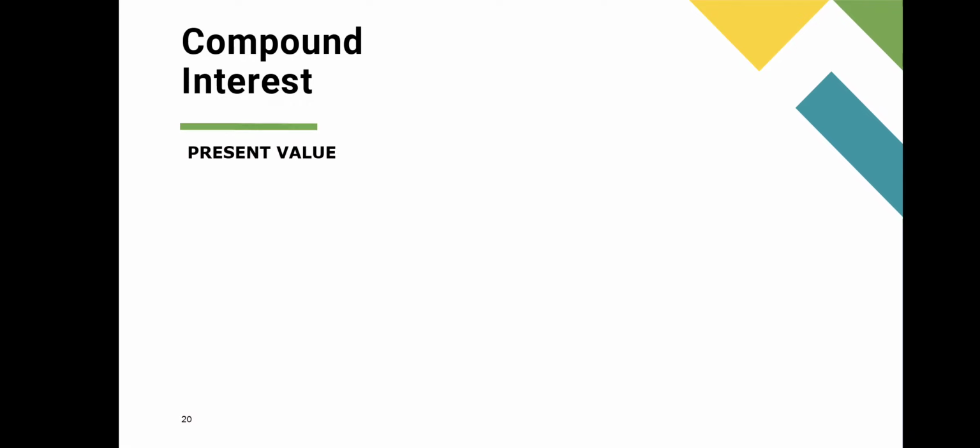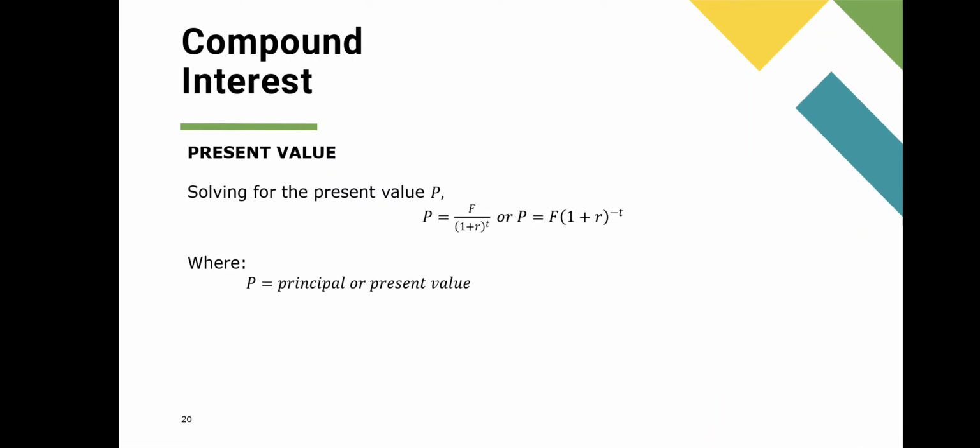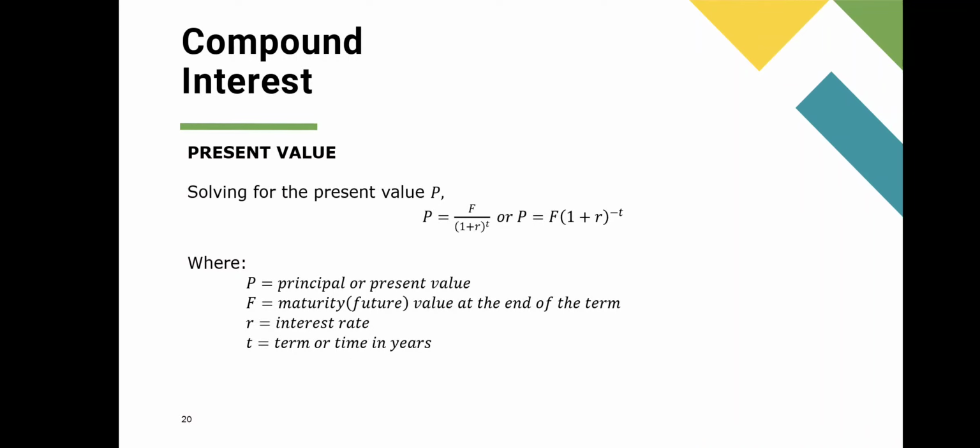So how about the present value, or P? How do we solve for P in our compound interest? To solve for the present value P, we have P equals future value over 1 plus r raised to t. Or we could have P equals future value times 1 plus r raised to negative t. P represents the principal or the present value. F is the maturity value or the future value. r is the interest rate. And t is the term or time.